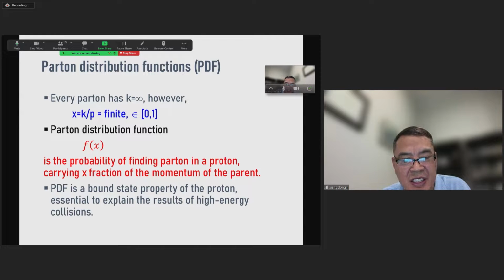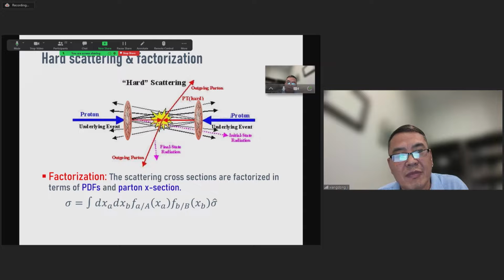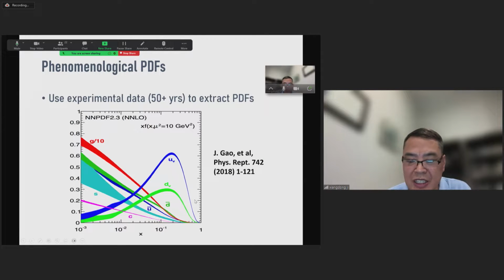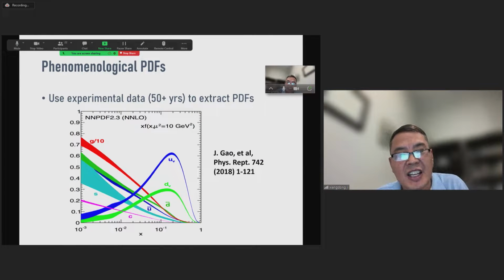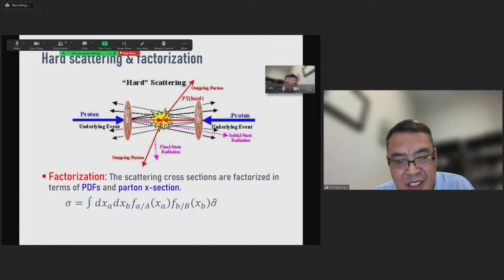Now, PDF is the bound state property of the proton, and it's essential for explaining the results of high energy collisions. Typically, for example, at the LHC, we look at hadron-hadron collisions, and we write down the factorization theorem to write the cross-section in terms of the Parton cross-section convolved with the Parton distributions. What perturbation theory or asymptotic freedom allows us to do is to calculate the Parton cross-sections. And so to get the theoretical prediction, or Standard Model prediction, we need to know these Parton distributions. So far we basically took a phenomenological approach: we know some experimental data, and we calculate the Parton scattering, and then we try to extract the Parton distribution from the experimental data.